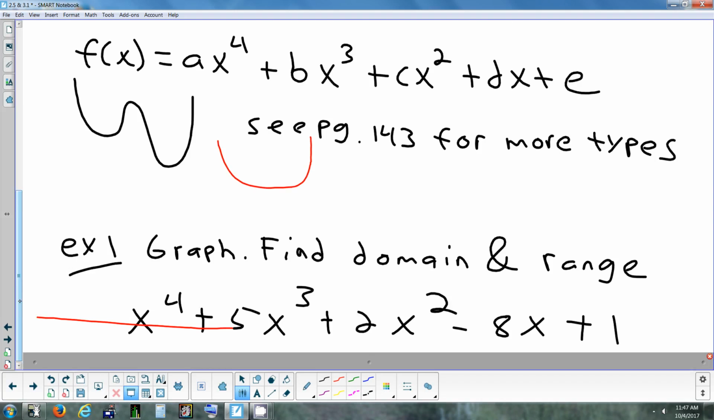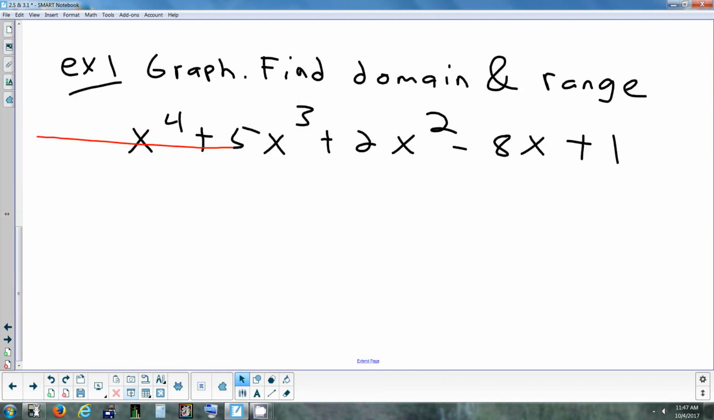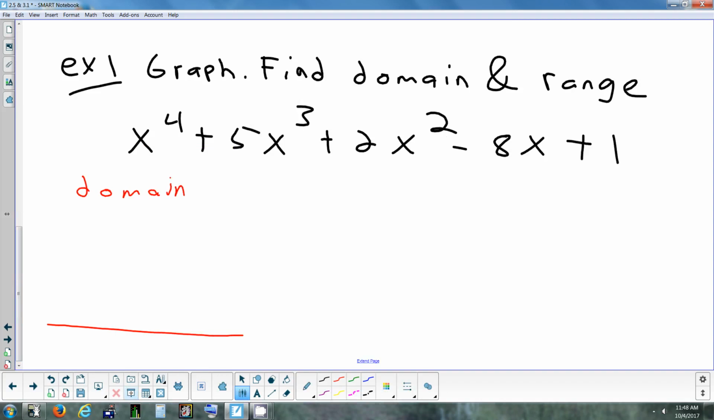All right, so let's look at this one. That's a polynomial. What's the domain of that polynomial? All real numbers. You shouldn't even think about it. You can take any number you want and cube it, and then multiply it by 5. There's no dividing. There's no square roots. So the domain, all reals. If you want to write negative infinity, comma infinity, you could do that too.